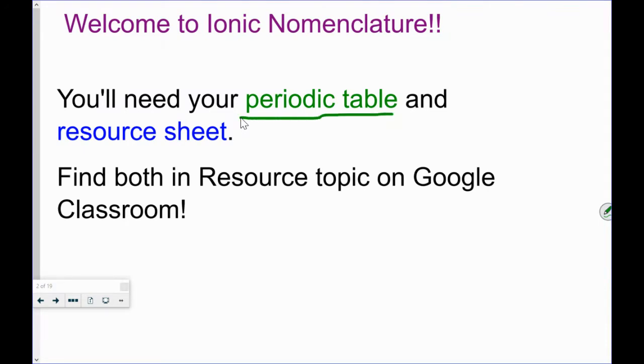You are going to need your periodic table. That's located on the resource tab. If you don't have that one, you're also going to need your resource sheet. In Chem 1, we use the resource sheet that's on the back of the periodic table. In honors chemistry, we have what we call the gold worksheet, but you're going to have to find basically the chart of polyatomic ions. So when we get to that, I'm going to refer to the resource tab for you. Depending on which course you're in, that's what you're going to want to use for that.